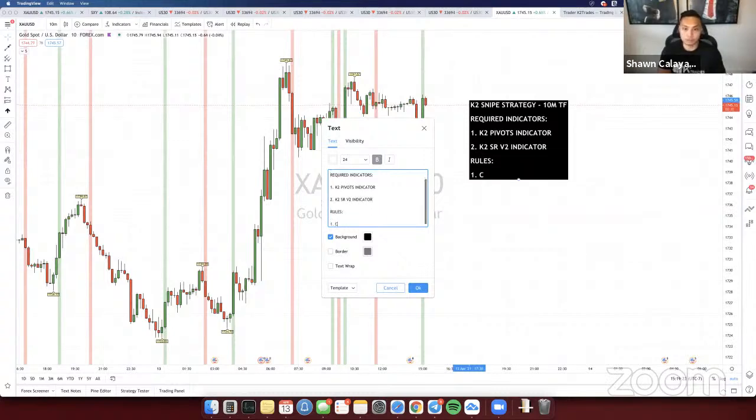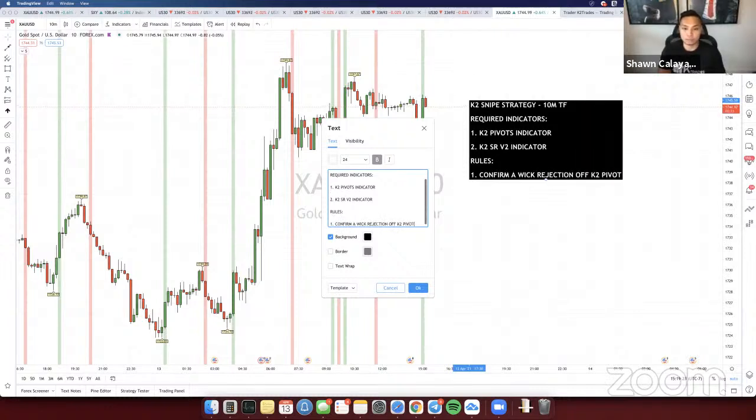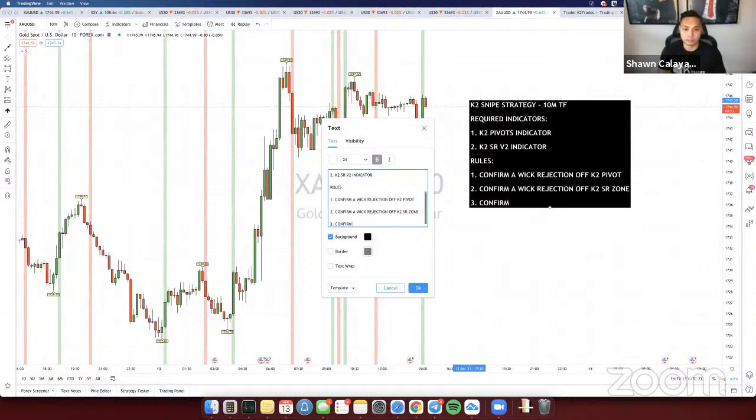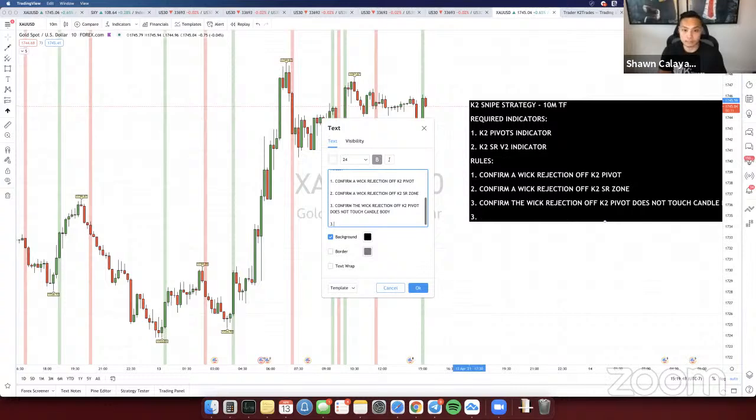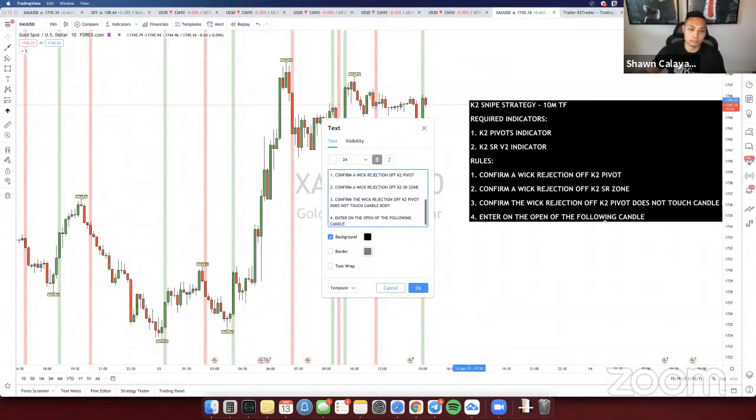These are going to be the rules. You want to confirm a wick rejection off K2 pivot. Confirm a wick rejection off K2sr zone. And lastly, you want to confirm the wick rejection off K2 pivot does not touch candle body. And then lastly, after that, enter on the open of the following candle. Wick rejection of K2 pivot does not touch candle body.